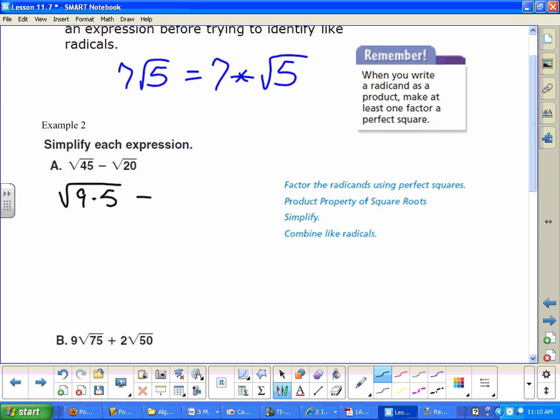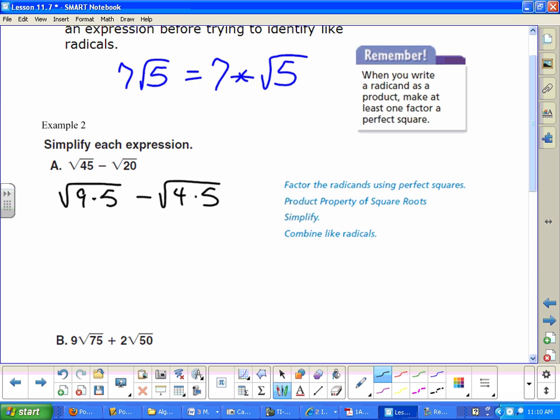What about 20? What's the largest square that goes into 20? 4 does. Okay. So this is the square root of 4 times 5. Now, how many of you are getting comfortable right now writing the answer from here without going to the next step? Okay, how many of you? Hopefully quite a few of you are, right?